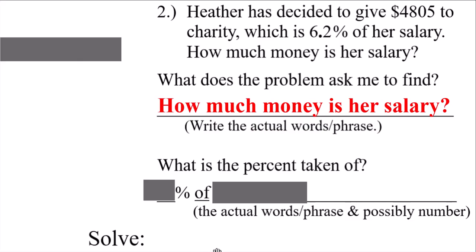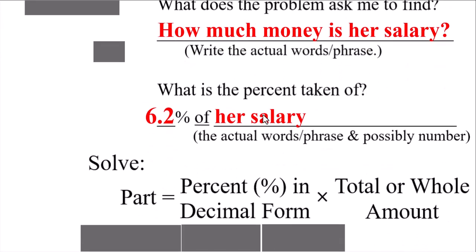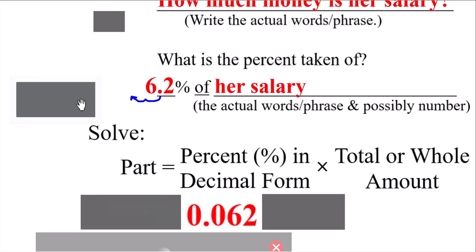What is the percent taken of? Well, here's the percent symbol, and it says 6.2% of her salary. So let's fill this in. 6.2% of her salary. Now let's take that and translate it to math. 6.2%. We're going to put that percent in decimal form. So we're going to take this decimal and move it 2 places to the left to write it in decimal form. That's going to make it 0.062 times, which is the word of, whatever's next, her salary.